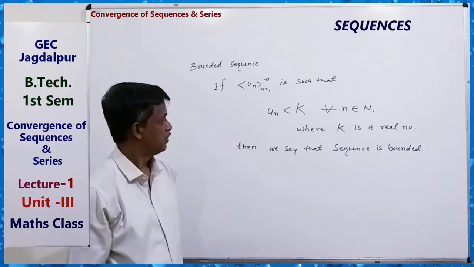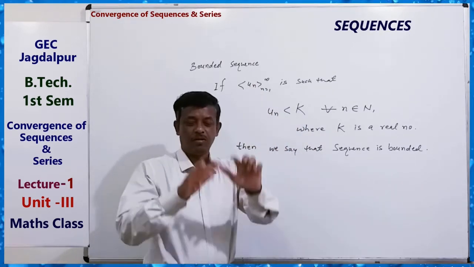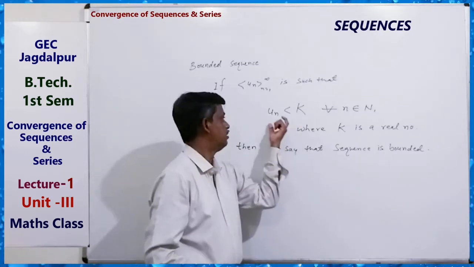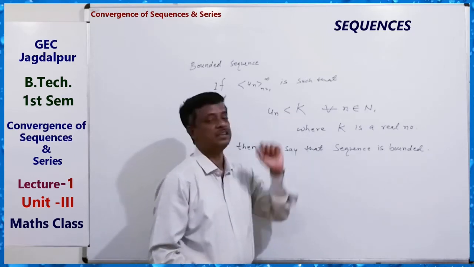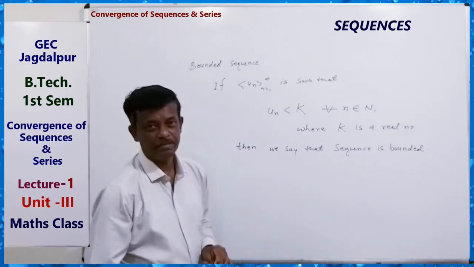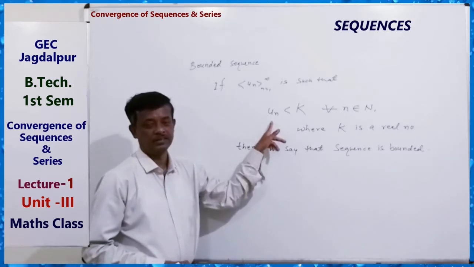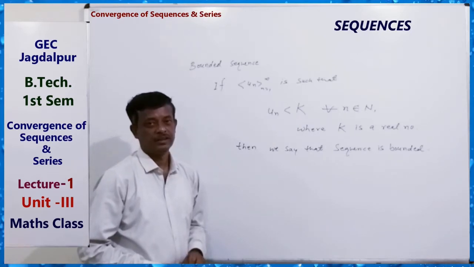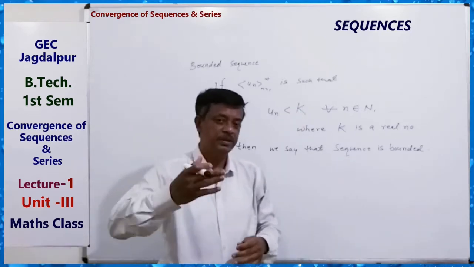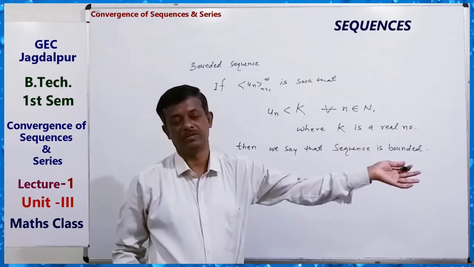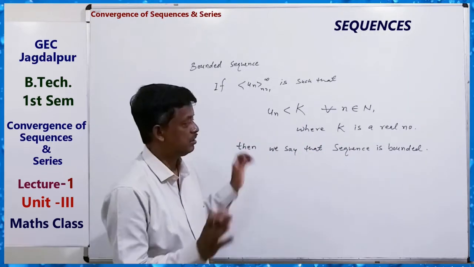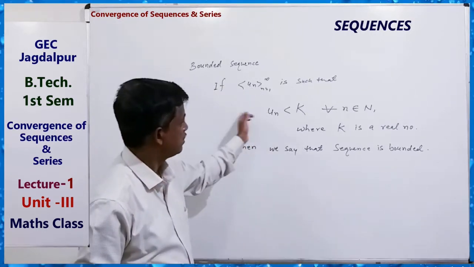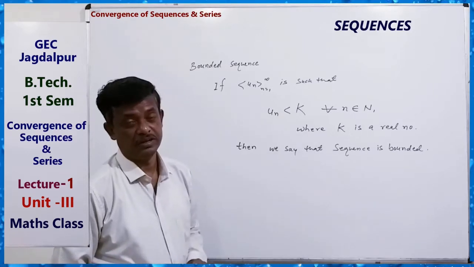Bounded means the nth term is always less than k. That means there is a number which bounds its value. Its value is less than k. Okay? This is for a bounded sequence. Maybe a positive side boundary, maybe a negative side boundary. By taking modulus, you can see that u_n is bounded by some number. Then we can say the sequence is bounded.